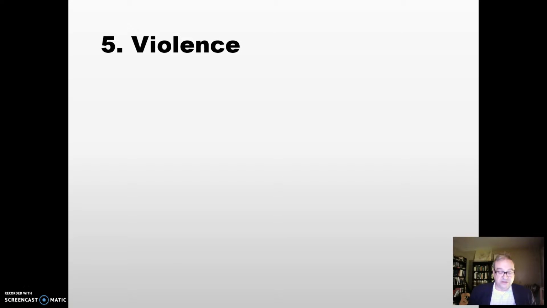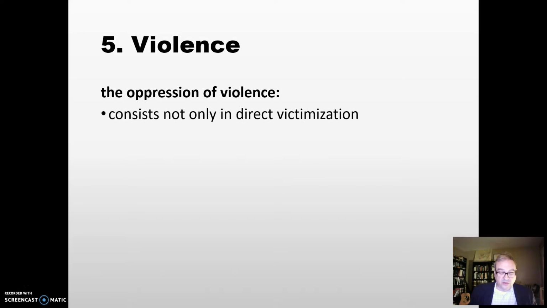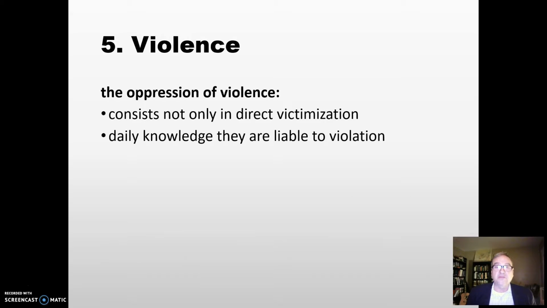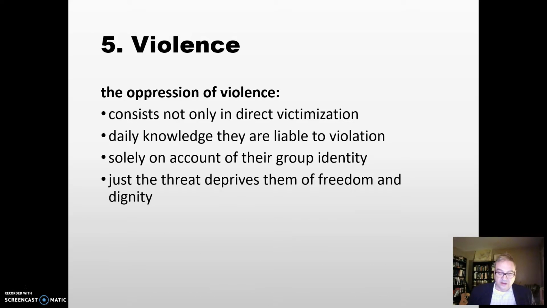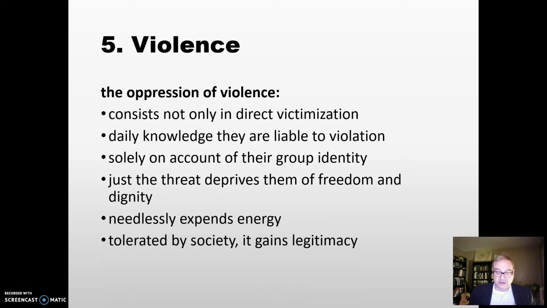Finally, the fifth face of oppression is violence. The oppression of violence consists not only in direct victimization, but in the daily knowledge that all oppressed members share that they are liable to violations solely on account of their group identity. Just this threat deprives them of freedom and dignity. It expends needless energy. And since it is tolerated by society, it gains legitimacy.